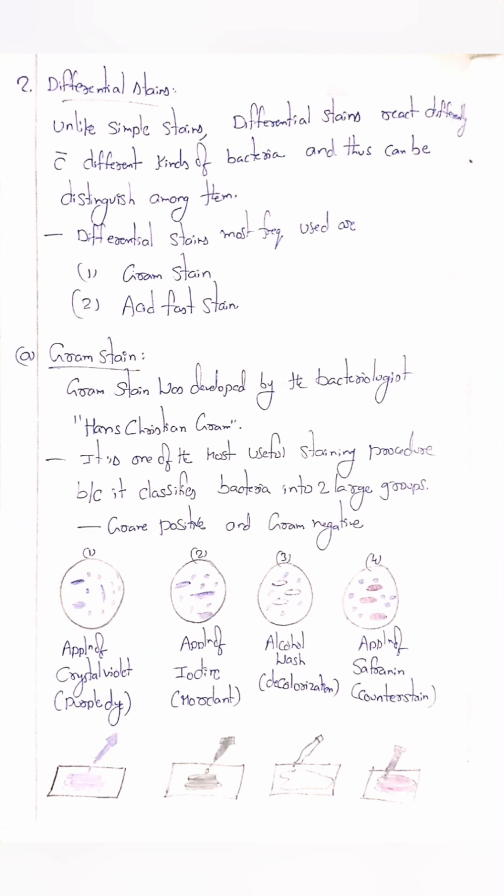And the next staining is differential staining. Unlike simple stains, differential stains react differently with different kinds of bacteria and thus can be used to distinguish among them. The differential stains most frequently used are the gram stain and the acid fast stain. The first one is the gram stain. The gram stain was developed by the biologist Hans Christian Gram. It is one of the most useful staining procedures because it classifies bacteria into two large groups, gram positive and gram negative.